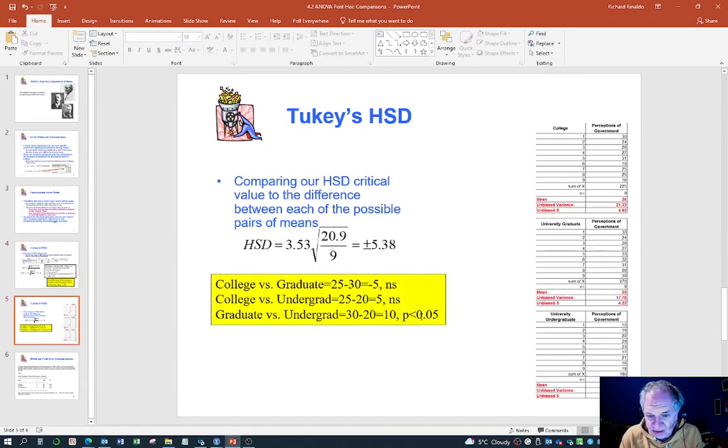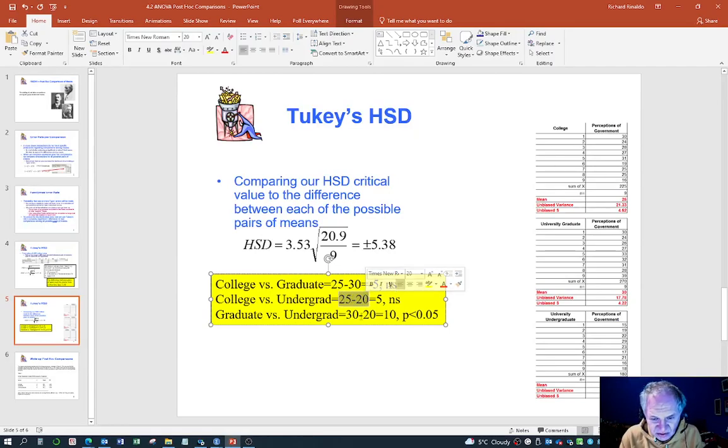So I look at my means. College compared to the graduate is 25 minus 30, minus 5, which is not less than minus 5.38, which should be like minus 6, not significant. College and undergrad, no difference. 5 plus 5, not greater than 5 plus 5.38. Voila. The graduate students differ from the undergrads. 30 minus 20 is 10. 10 is greater than 5.38. I reject the null hypothesis. I basically reached the same conclusion in this case, although sometimes you don't.